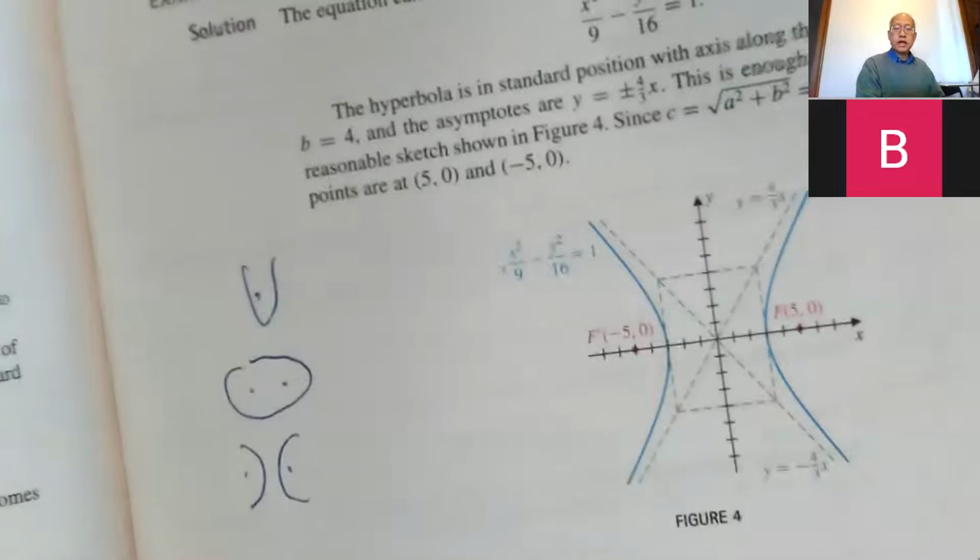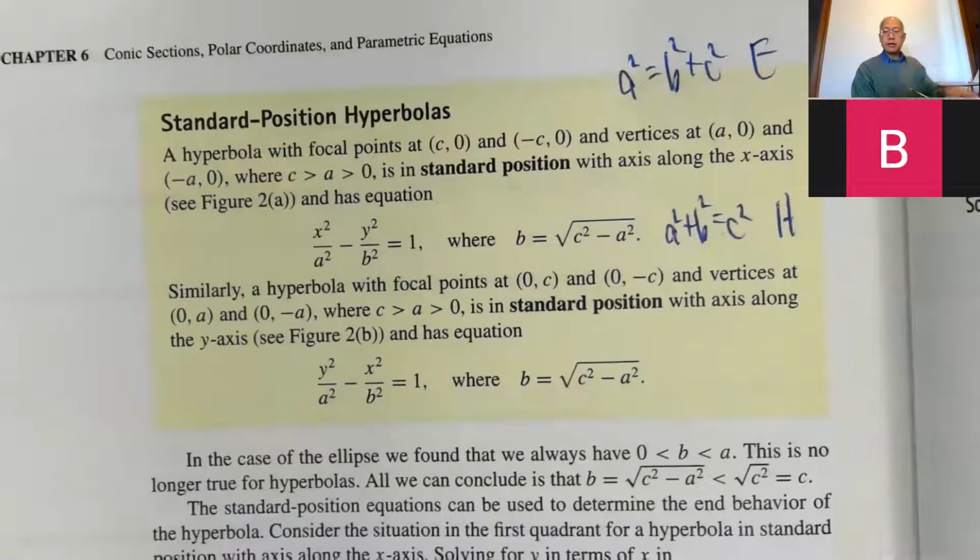Wait, what did you say about c squared? That C is the largest for all of them? C is the largest for the hyperbola. It's based on this.